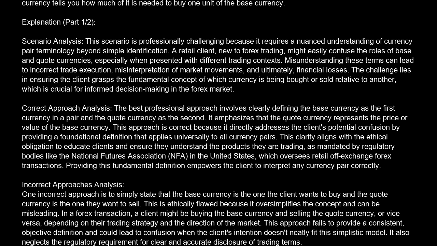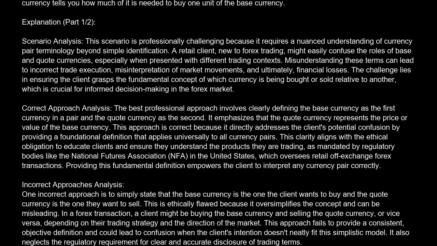This scenario is professionally challenging because it requires a nuanced understanding of currency pair terminology beyond simple identification. A retail client new to Forex trading might easily confuse the roles of base and quote currencies, especially when presented with different trading contexts. Misunderstanding these terms can lead to incorrect trade execution, misinterpretation of market movements, and ultimately, financial losses. The challenge lies in ensuring the client grasps the fundamental concept of which currency is being bought or sold relative to another, which is crucial for informed decision-making in the Forex market.